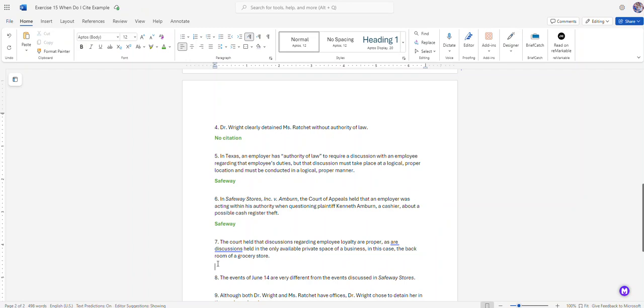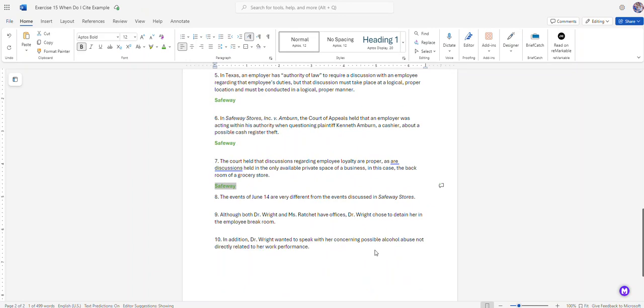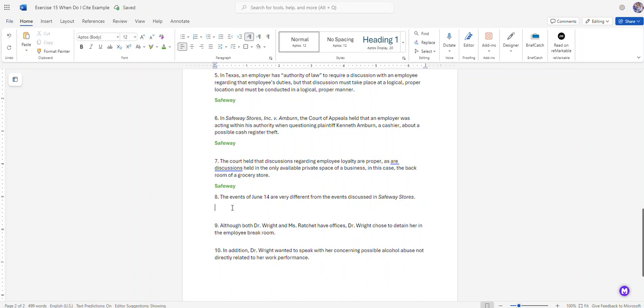Next, the events of June 14th are very different from the events discussed in Safeway stores. Now, that is a distinction between your case and the case of Safeway stores. And so the observation about similarities or differences, the analogies or the distinctions, those are your original ideas, even though they call on information that appears in your facts and in the cases. So there's going to be no citation there.